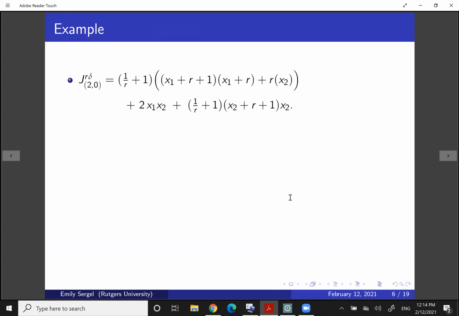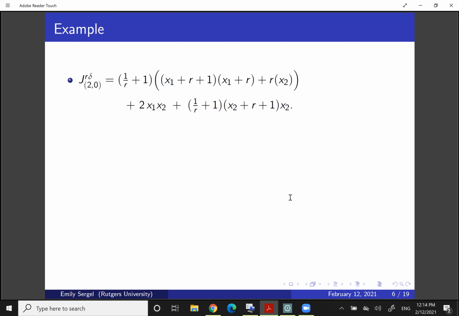Oh, I forgot I had an example planned. Sorry, I love examples, so I added a bunch of examples in at the last minute. So what's an example of one of these symmetric Jack interpolation polynomials? I claim this is the guy indexed by the partition 2, 0. And if you first just look at it, it's a jumble of symbols.